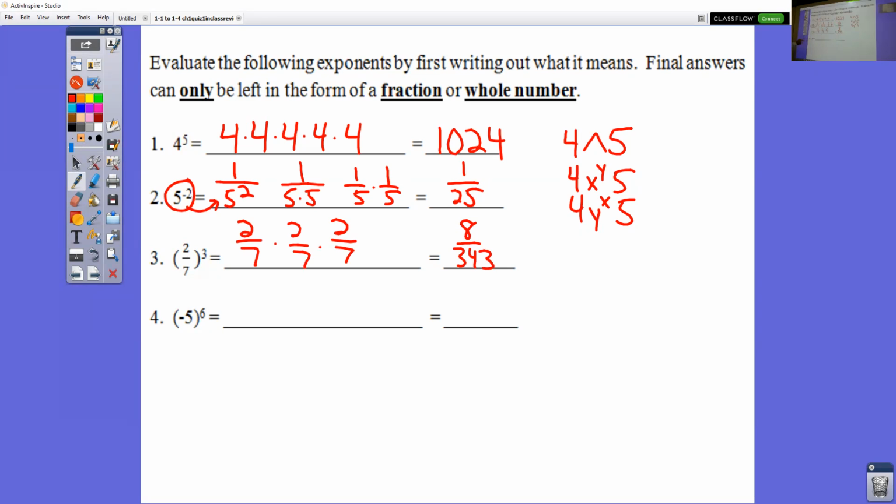In question number 4, take what's inside the parentheses and write it out 6 times. So we have -5 times -5 times -5 times -5 times -5 times -5. Or you could type it in like this with parentheses, -5, inside parentheses, caret button 6. And you would get 15,625. So be very, very careful on those.